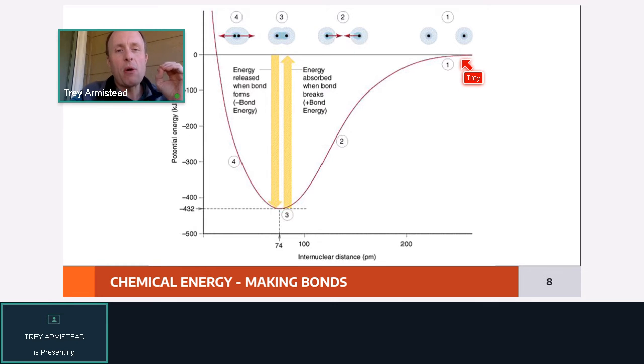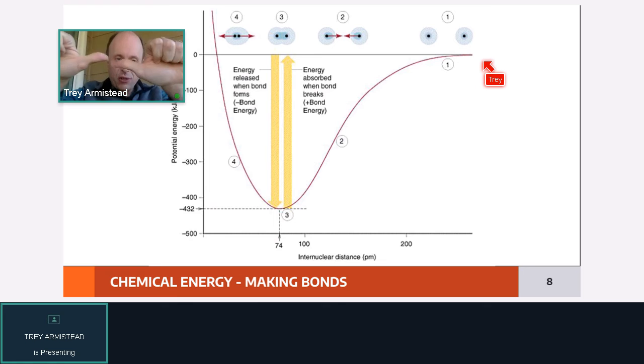But let's think about what we said. We know that as they bond, you can see the chemical energy goes down. The chemical energy decreases as the bond forms. Now, the reason why is, remember that it's a potential energy. Potential energies are always increased when you go against the force.